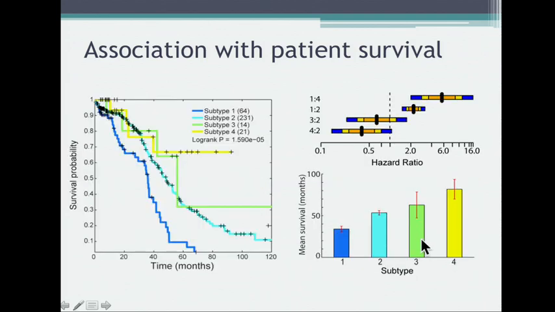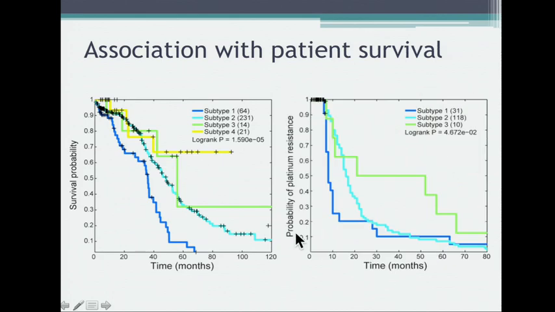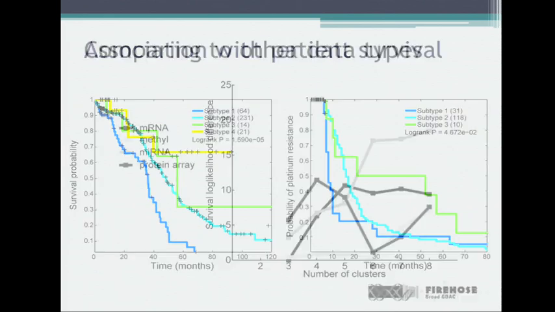If we drill down to four subtypes, which we find reasonable both in terms of the association result and due to other intrinsic measures of clustering performance, we can see that there are four subtypes, where one subtype actually performs much worse than the rest in terms of mean survival. And this is also recapitulated when we look at the probability of platinum resistance. So the acquiring of platinum resistance seems to possibly be an event driving this result.